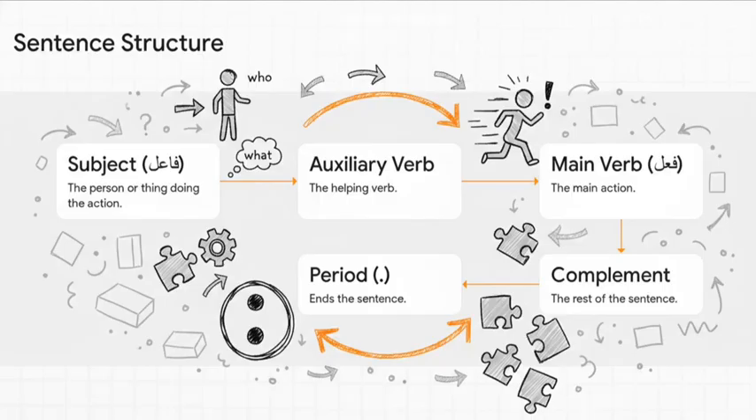Okay, let's break this down. It's actually a really predictable pattern. We start with the subject, that's who or what the sentence is about. Then you have the auxiliary verb, which is like a little helper for the main verb, the action word. And finally, the complement just finishes the thought, and the period at the end says, we're done.